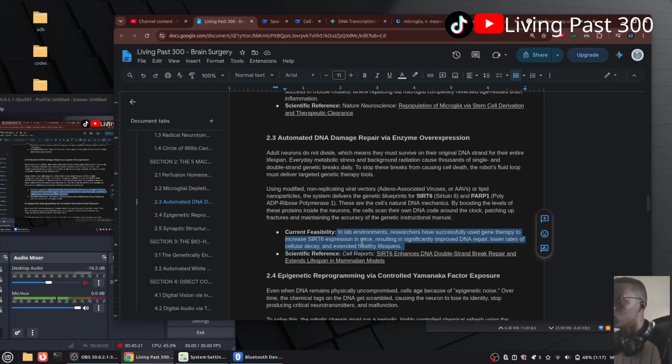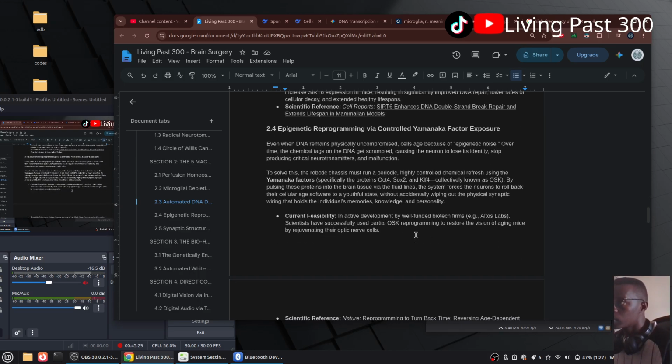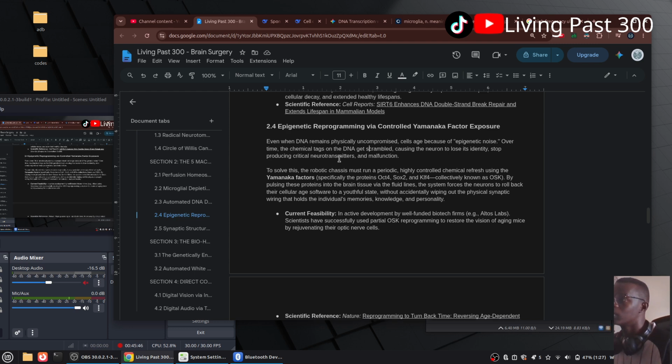And in mice, they have shown a significant improvement in the DNA repairing processes. Now, what is this? Epigenetic reprogramming. Even when DNA remains physically uncompromised, over time noise builds up in the chemical tags of DNA. Okay, so this delivers those proteins to the brain tissue via the cells.